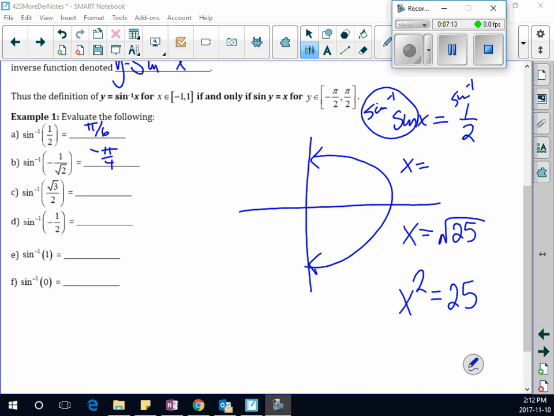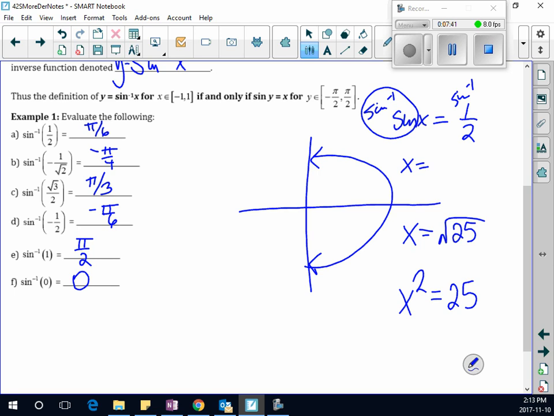Inverse sine of root 3 over 2. What would that be? Pi over 3. Very good. Okay, inverse sine of negative 1/2. Negative pi over 6. Very good. Inverse sine of 1. Pi over 2. Very good. Inverse sine of 0. 0.